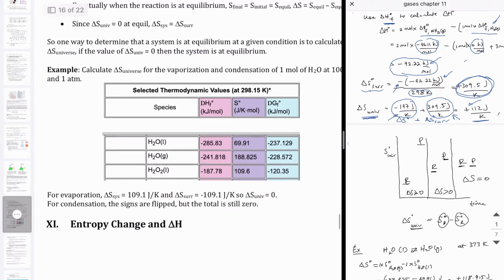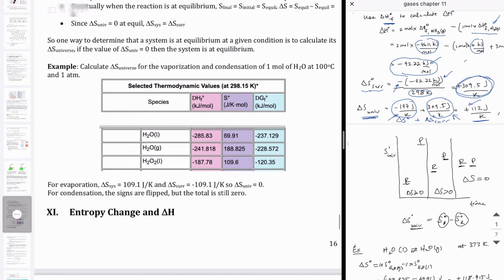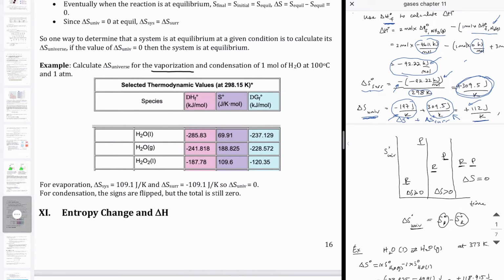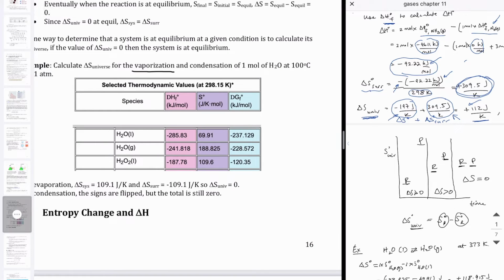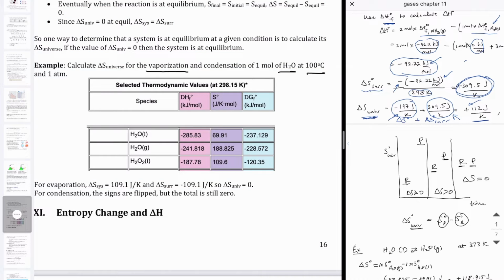Let's work out a problem here that illustrates this idea of the value of delta S universe at equilibrium. I'm being asked to calculate the delta S of the universe for the vaporization and condensation of 1 mole of water at 100 degrees Celsius. Now, we know that 100 degrees Celsius, just from prior knowledge, is the boiling point of liquid water, right? So at that temperature, we know that liquid and gas water are at equilibrium with each other. The point of this question is just to show you that in theory, if we were to calculate the delta S of the universe, we should get a number that is zero or pretty close to zero. And that's what we're going to do here.